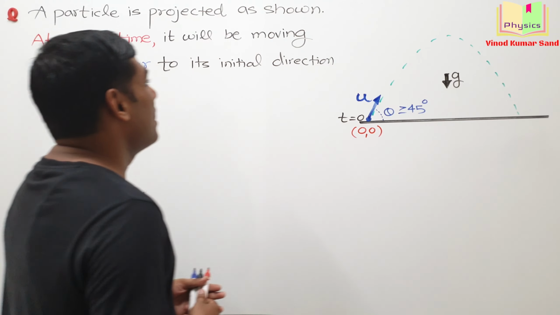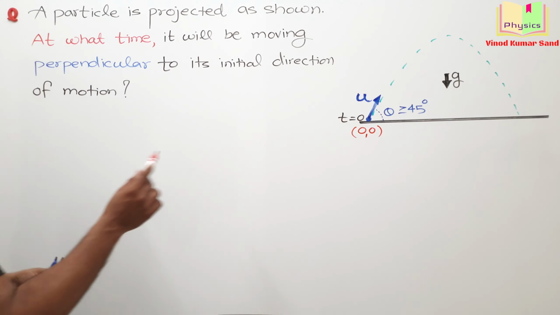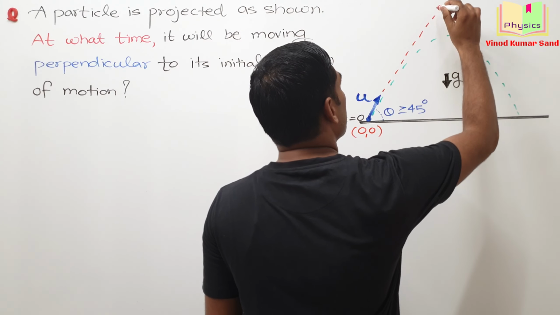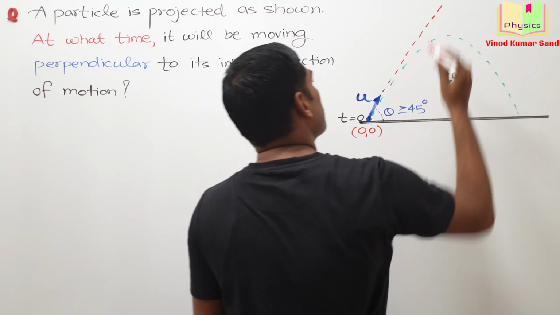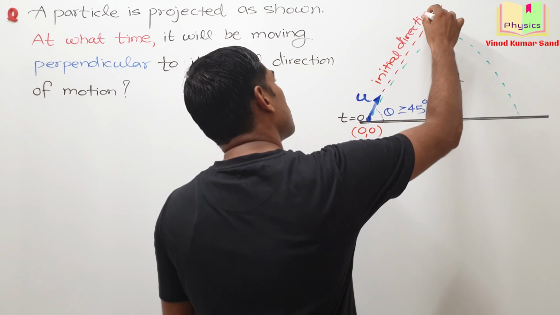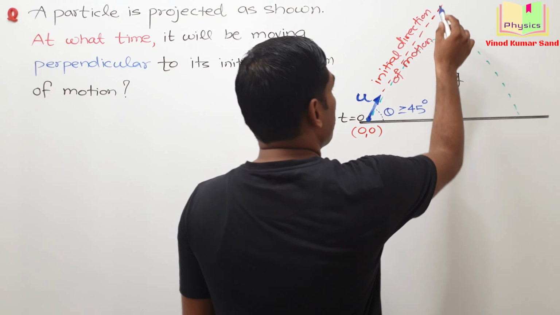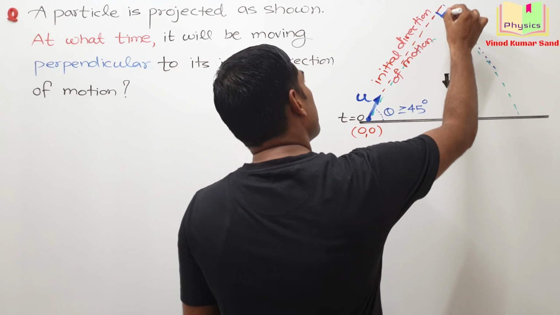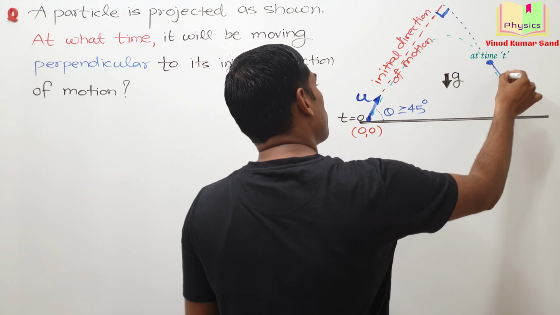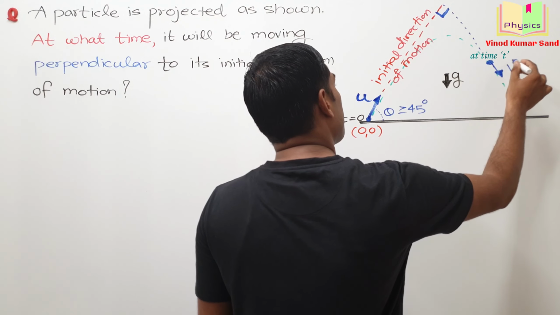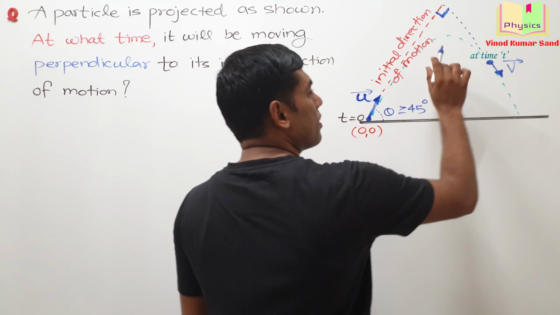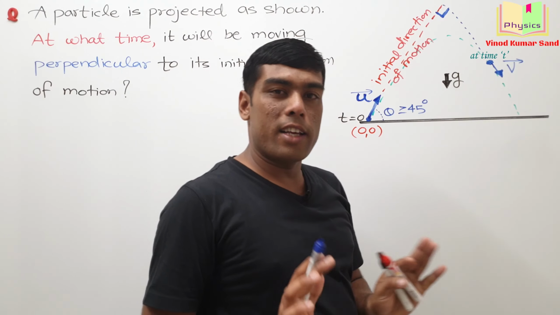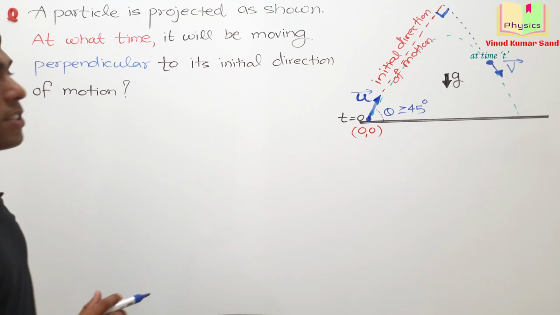Let's begin. This statement says that at some moment the particle will be moving perpendicular to its initial direction of motion. This red indicates its initial direction of motion. Got it? And the particle is moving perpendicular to that, which means it will be making an angle of 90 degree. So somewhere here, let's say I draw the particle's velocity vector as v. This was the u vector, this is the v vector. The v vector is perpendicular to the initial direction of motion. That is the meaning of this statement.